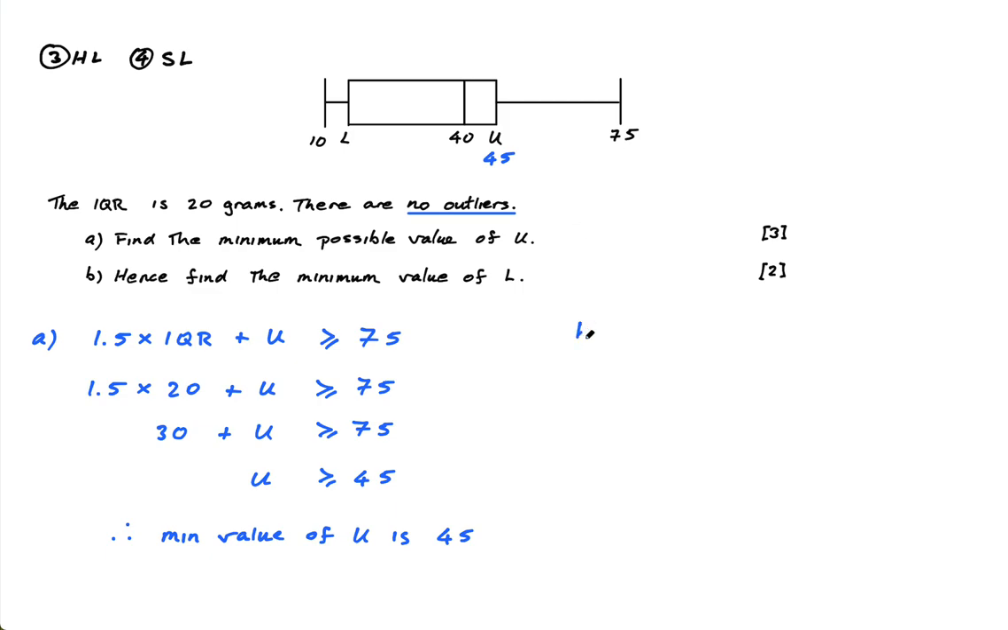Okay, and then it says hence find the minimum value of L. Well, that bit's actually quite easy, because if this is the minimum value of U, the minimum value of L is just going to be 45 minus that interquartile range. Because if 45 is the minimum value of U, L has to be 20 less than this, because the interquartile range is 20. So then the minimum value of L is 25.